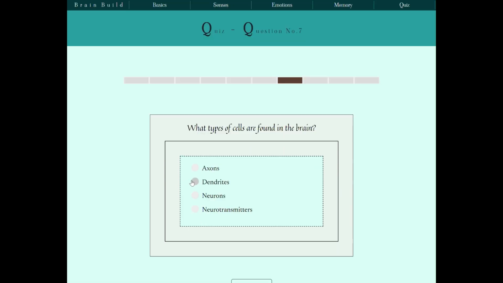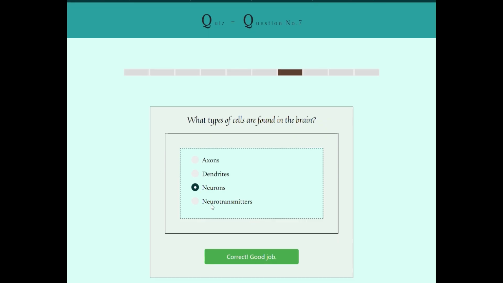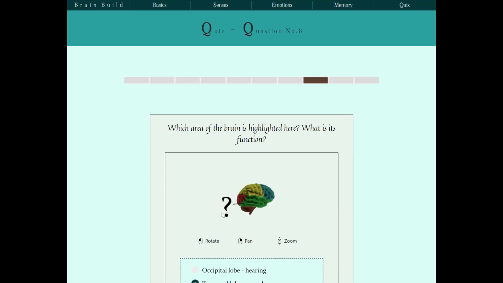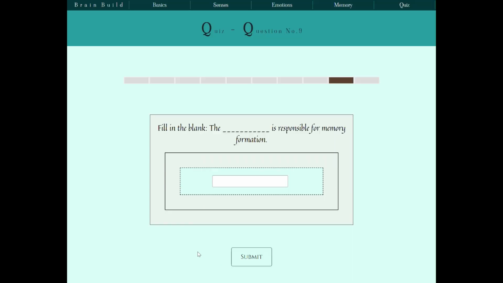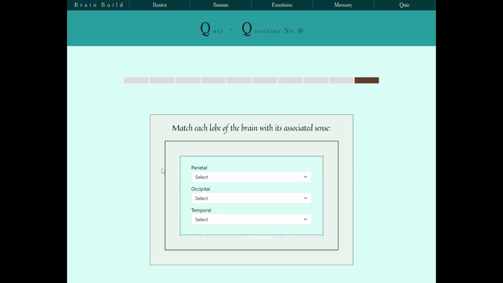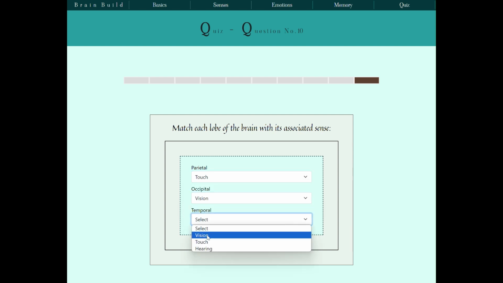Okay. Which type of cells are found in the brain? Neurons. Which area of the brain is highlighted here? The temporal lobe? Yes. Great job. Fill in the blank. The blank is responsible for memory information. The hippocampus. Great job. Match each brain with the associated sense. Parietal is touch. Occipital is vision. Temporal is hearing.